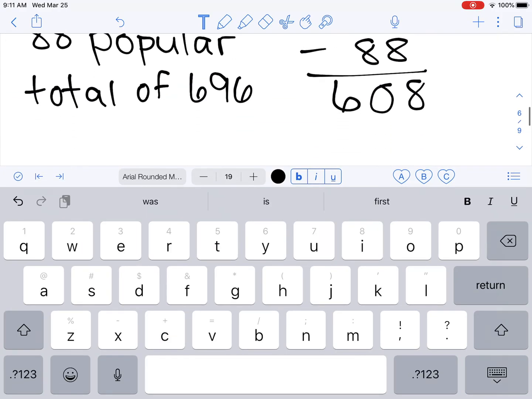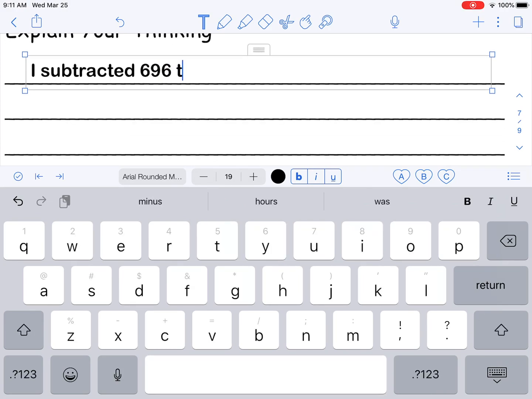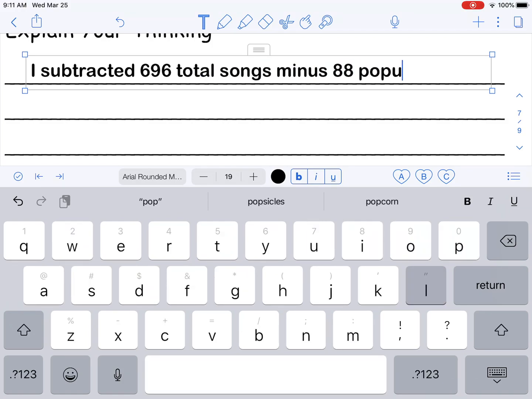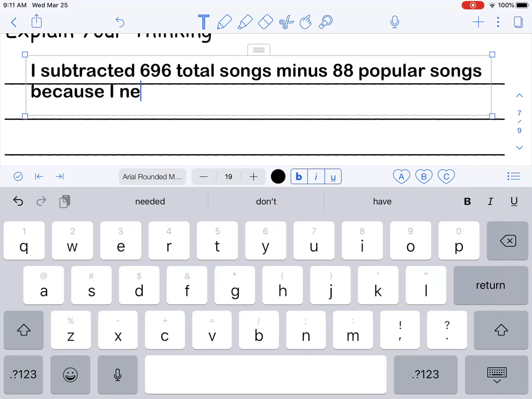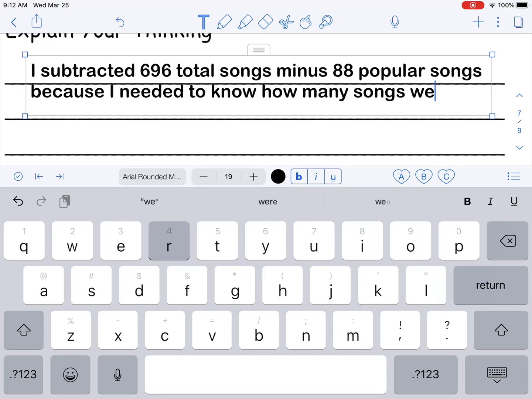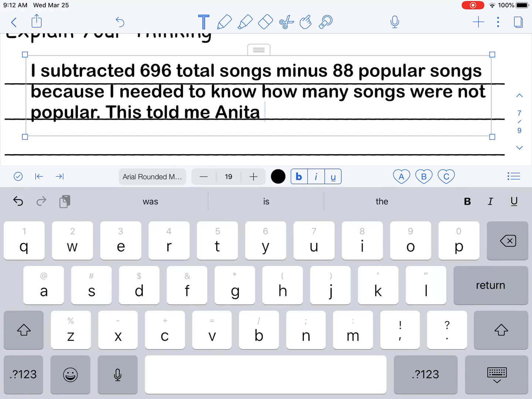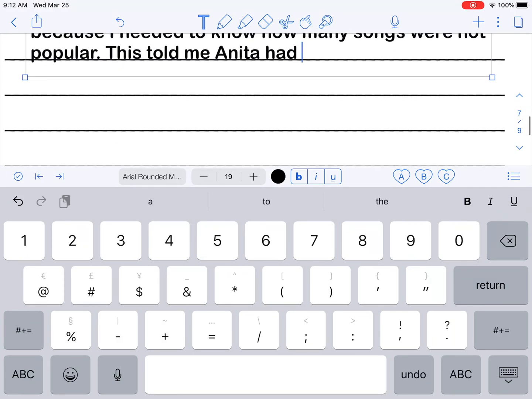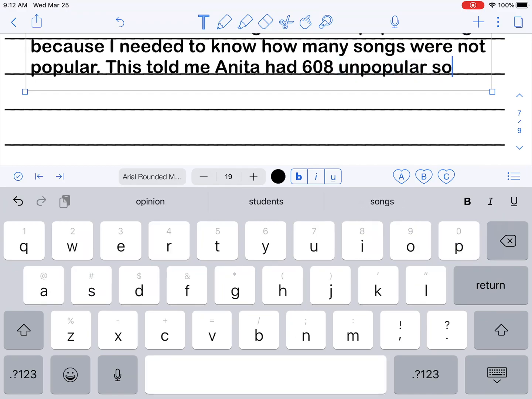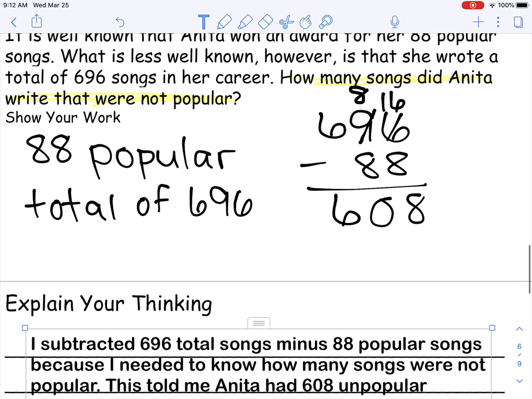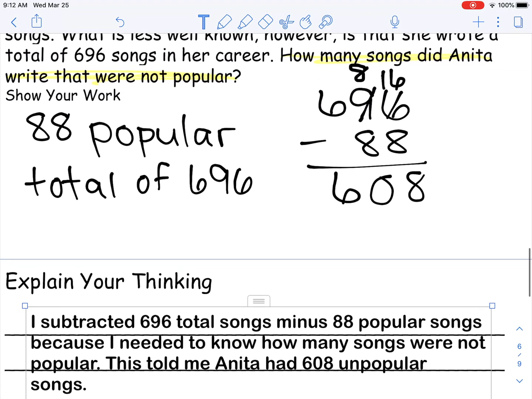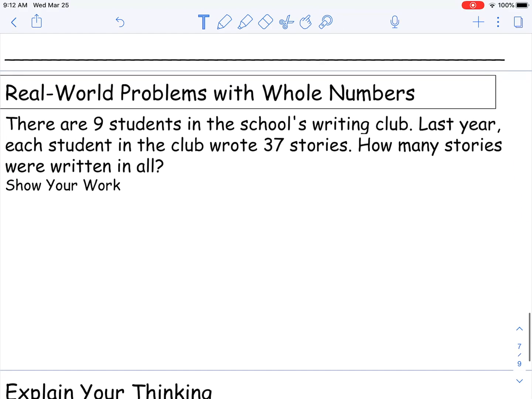Explanation. I subtracted 696 total songs minus 88 popular songs because I needed to know how many songs were not popular. This told me Anita had 608 unpopular songs. Alright, so there's that one, guys. Let's go to the last one.